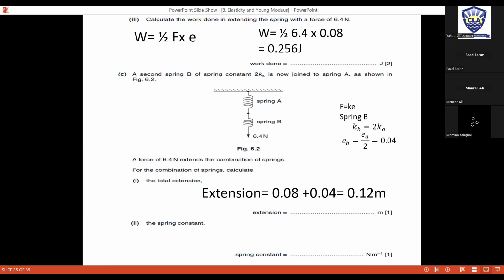What is the spring constant? K is equal to F over E. Force is 6.4 and the system has extension of 0.12. Divide it and you get the answer for spring constant.